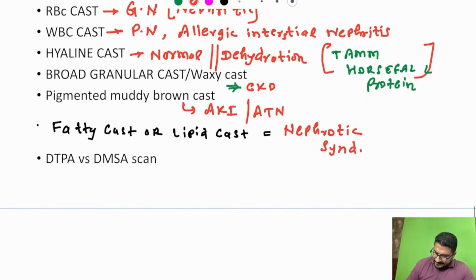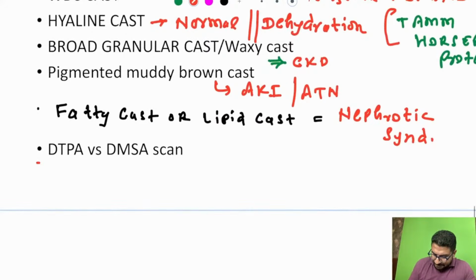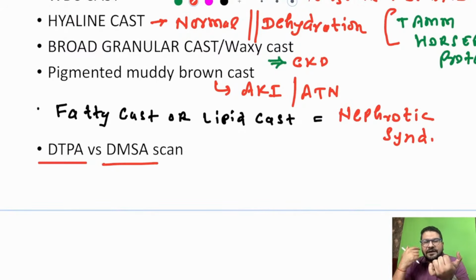Now understand this thing. DTPA, हमारे पास दो स्कैन होते हैं, DTPA स्कैन और DMSA स्कैन. इसको समझो एक बार. So normally what we have, two tests. दो टेस्ट होते हैं हमारे पास. We have like urine routine microscopy और KFT.